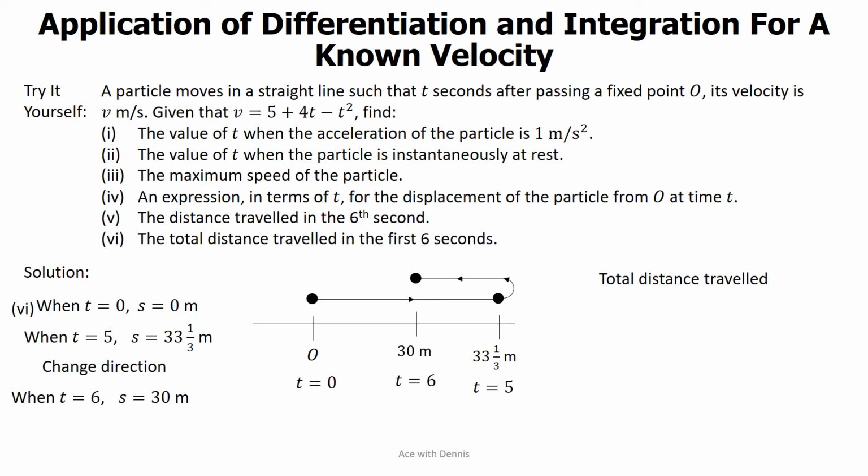So now, based on this diagram, we can find the total distance traveled, which is 33 and 1/3 meters plus 3 and 1/3 meters. So from here to here, this distance is 33 and 1/3. And from here to here, this distance is 3 and 1/3. Therefore, the total distance traveled is 36 and 2/3 meters.